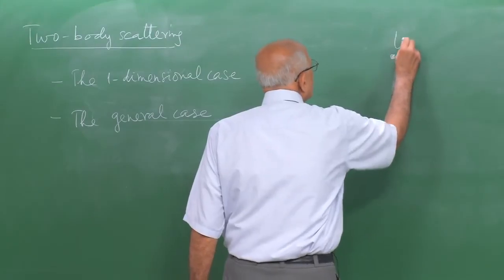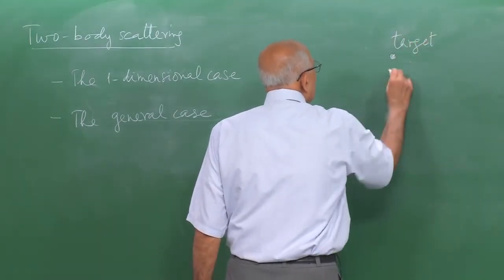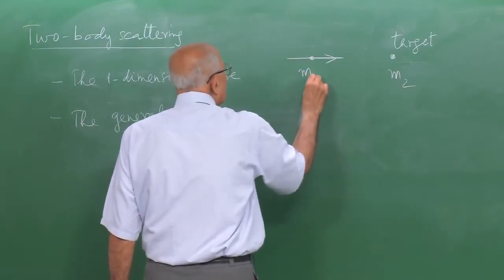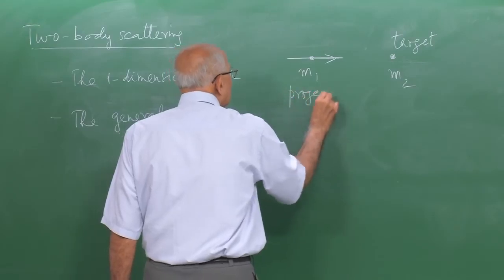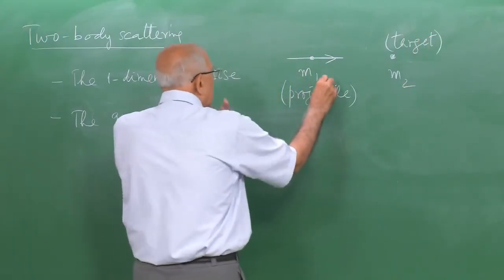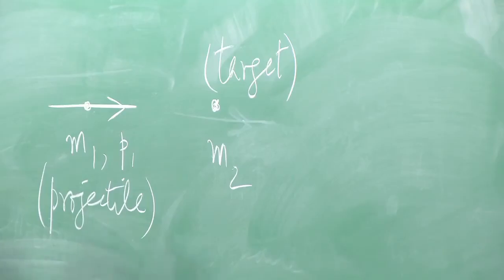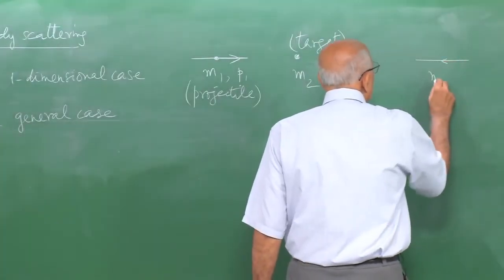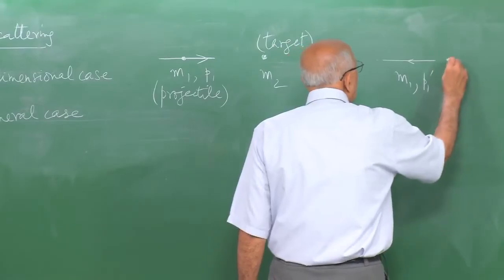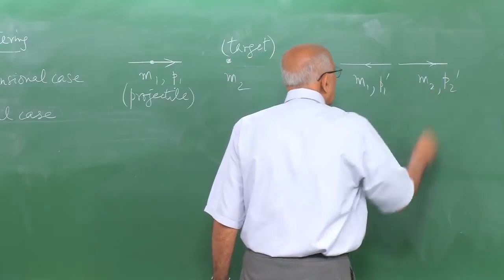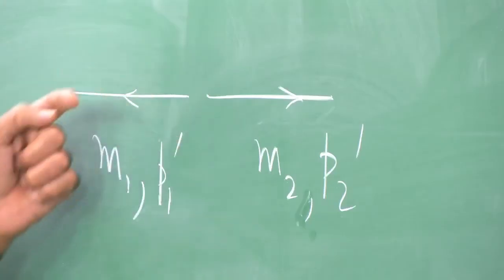As I started saying, in the first case, let us look at the simpler instance when you have a target particle, this is the target of mass m2, and a projectile coming in of mass m1. So this is the projectile and that is the target, and the projectile comes in with some momentum p1 directed to the right, and after the collision you have particle 1 moving with some momentum p1 prime and 2 moving with some momentum p2 prime.